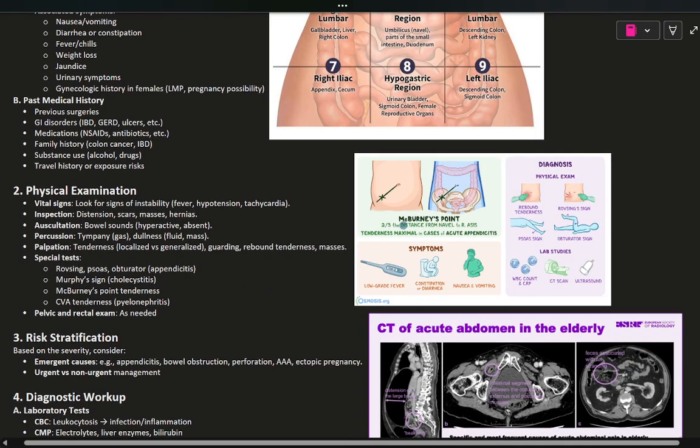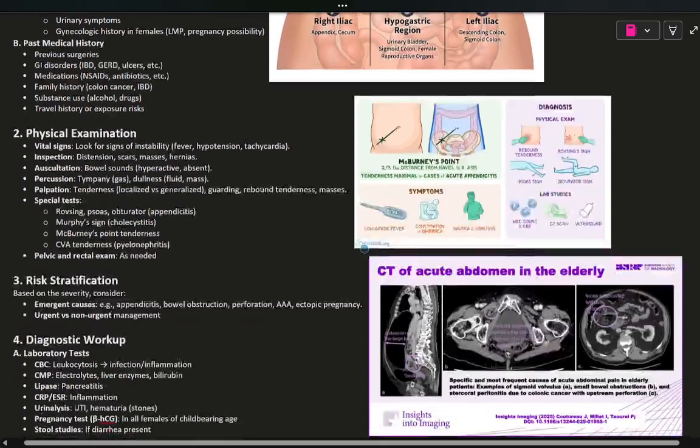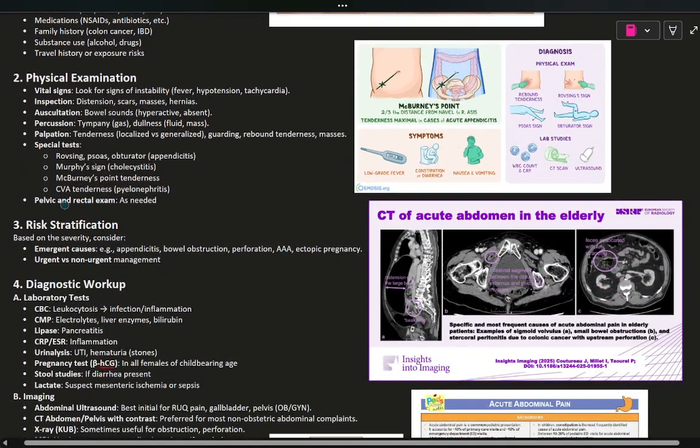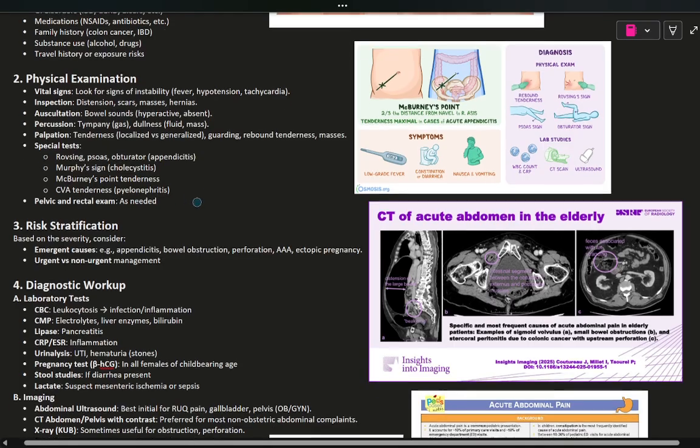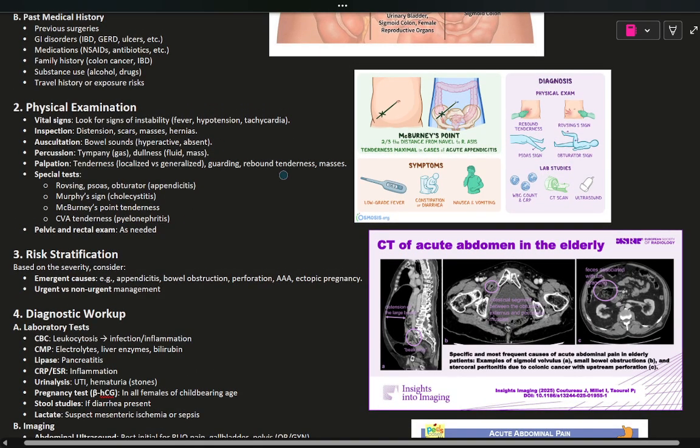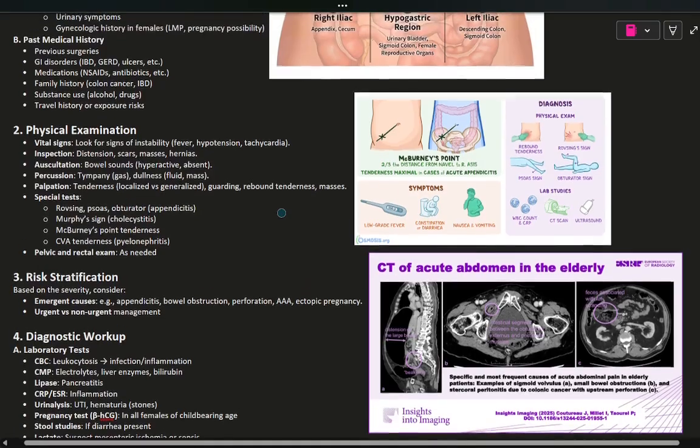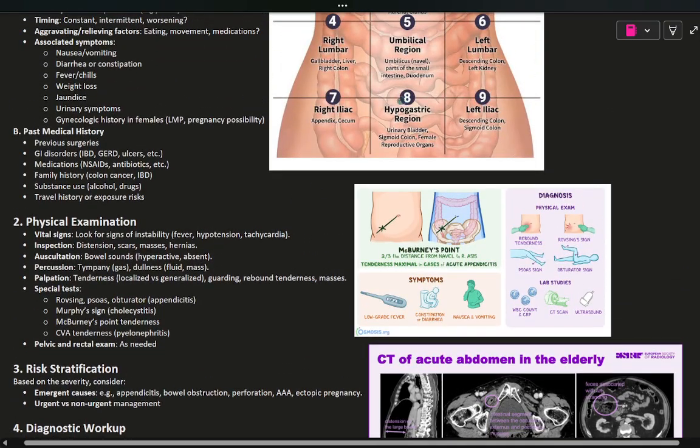Remember that the McBurney's point is approximately located 2/3 the distance from the navel or umbilicus all the way to the anterior superior iliac spine. In other words, it is located 1/3 of the distance from the anterior superior iliac spine to the navel or the umbilicus. And then you could also do a pelvic and rectal exam as needed, especially if the patient is complaining of right or left lower quadrant pain or pain in the hypogastric region.